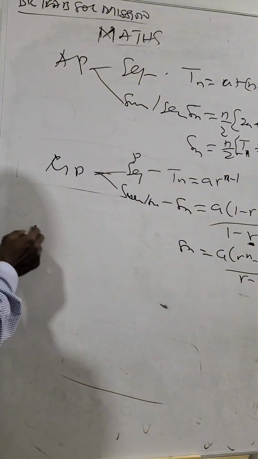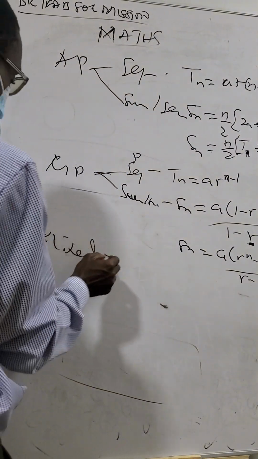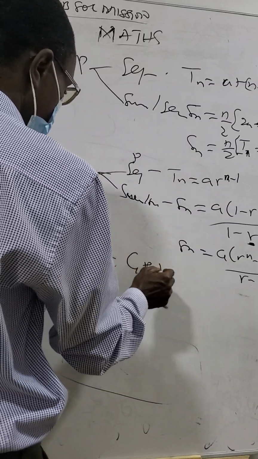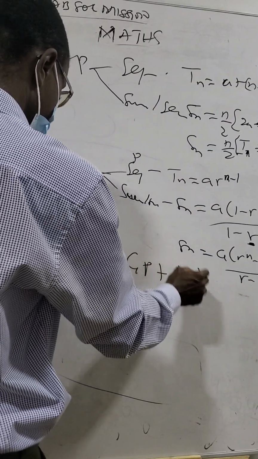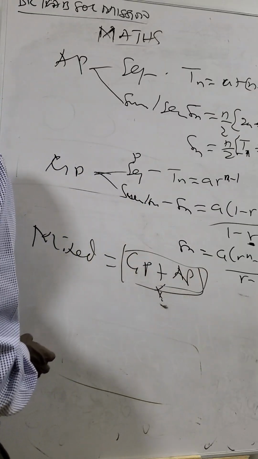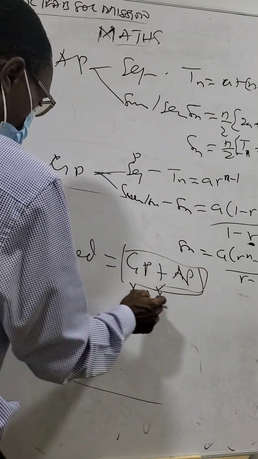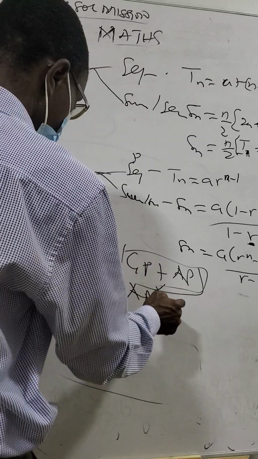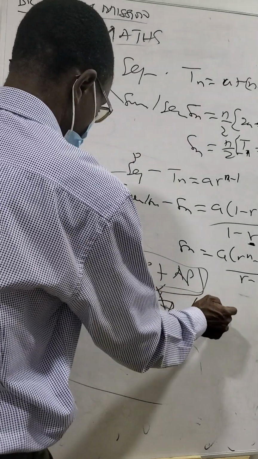And then we said we can have the mixed kind of question where you can have GP being manipulated with AP. It can be plus or any kind of manipulation. That's a mix. Sometimes it can be AP and AP, or it can be GP and GP.